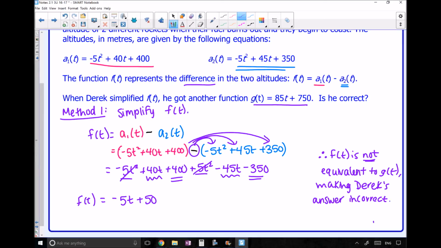Now, one thing I want you to think about is, Derek got g of t equals 85t plus 750, he didn't get just a random answer. I want you to think, where do you think his mistake was? And we're going to discuss this next time I see you in class. So what do you think his mistake was that he made? Think about that, write yourselves a note, and we'll talk about it next time I see you guys in class.